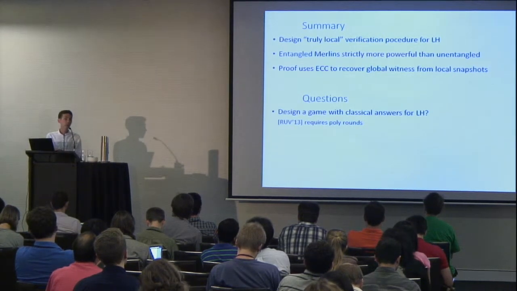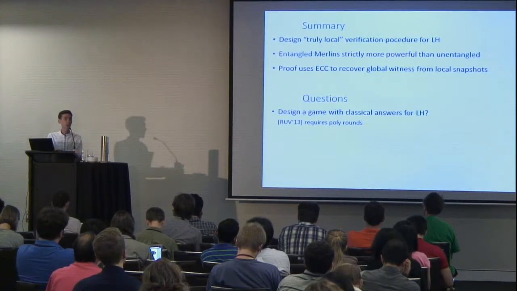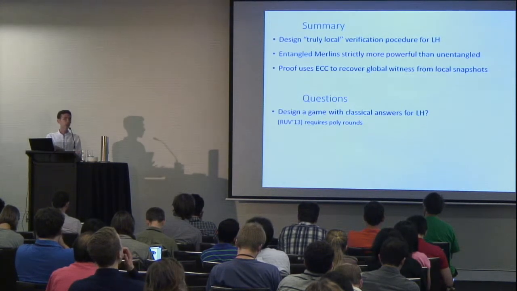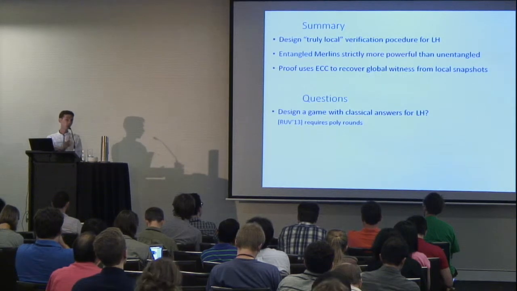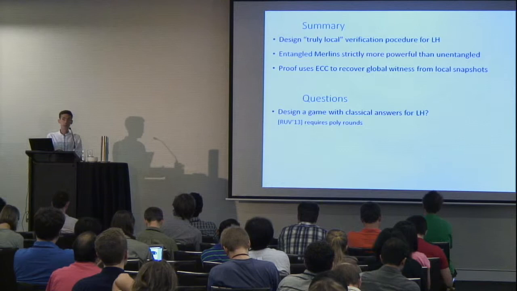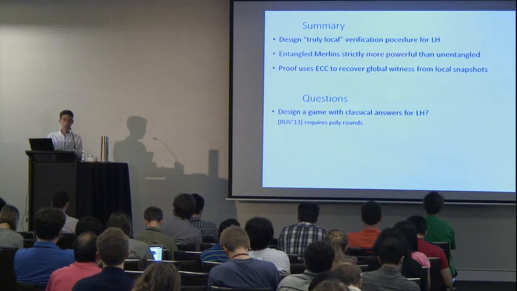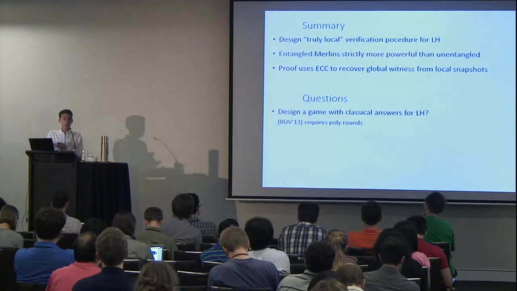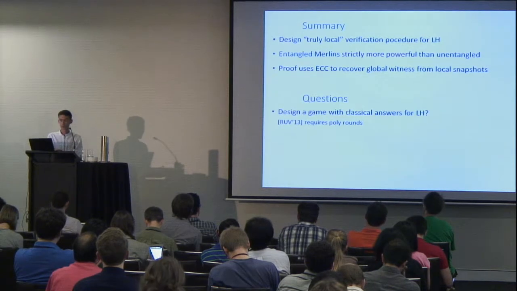One of them is, can we do the same thing but with a completely classical game now? And there's no objection to that. In my game, I required qubits. This seems very important in the game, but it could be that you can design a different game for the local Hamiltonian problem that has completely classical interaction. It would require the Merlins to use their entanglement, of course.